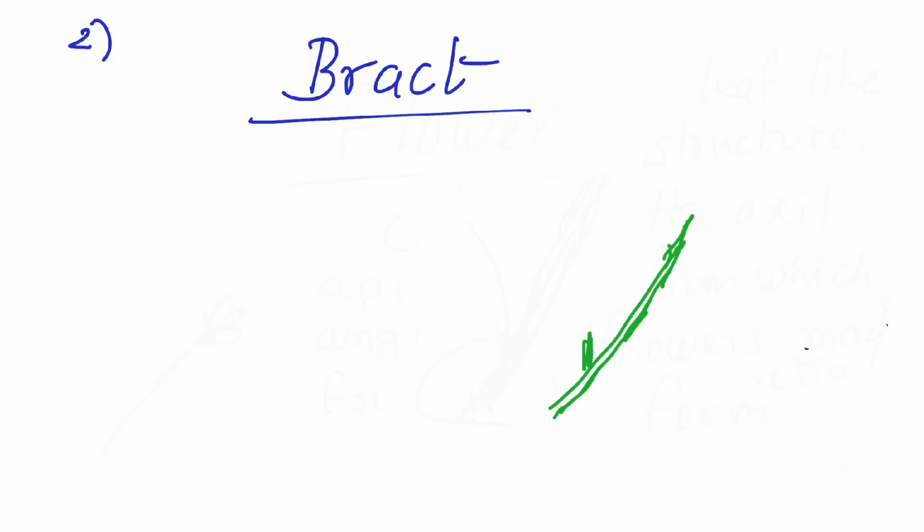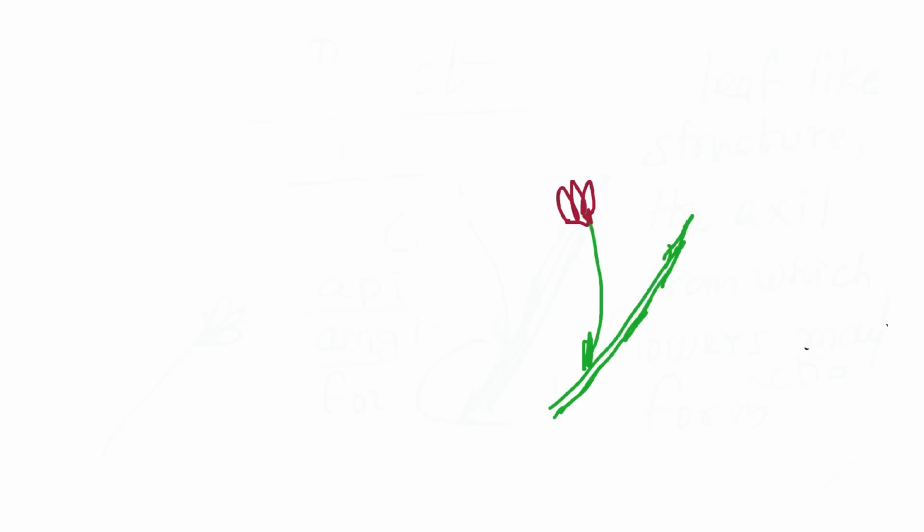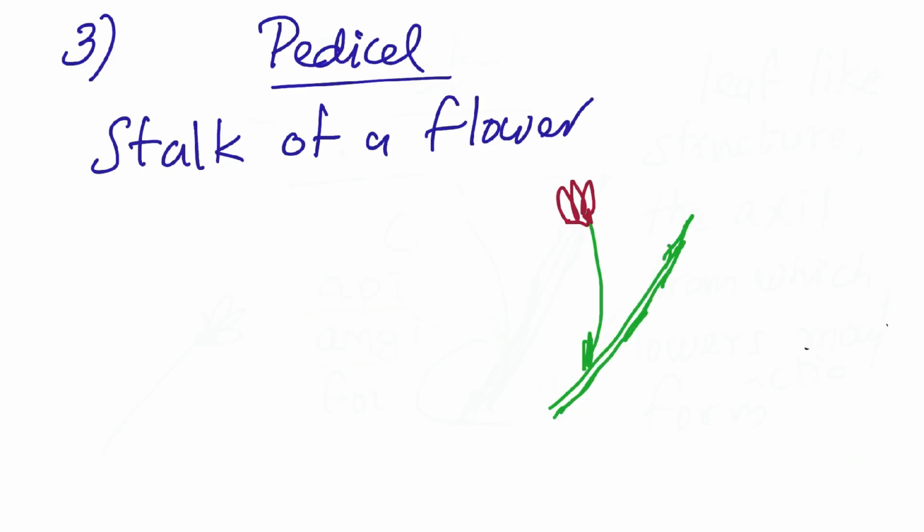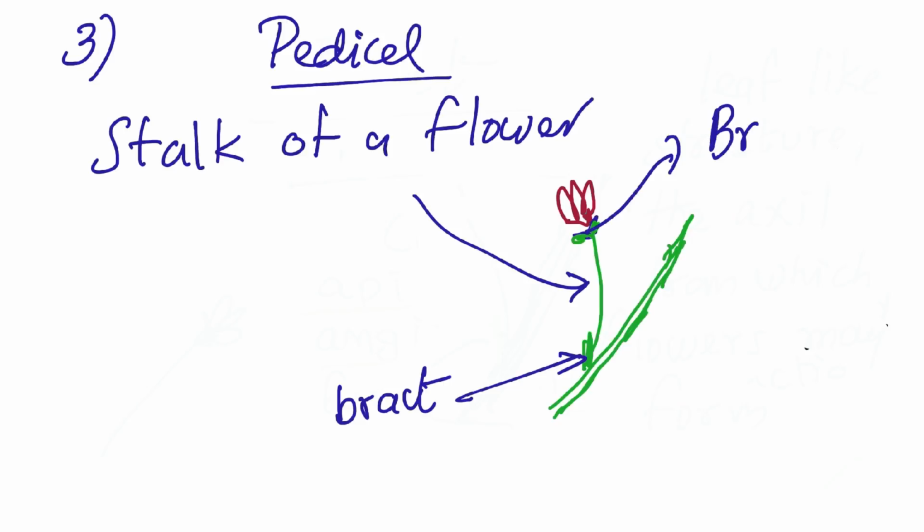That is the pedicel. So you have a flower, and what is a pedicel? The pedicel is the stalk of a flower. It basically means it's the part of the flower which connects the flower to the plant body. So that's what is called a pedicel. The important thing is that it's the part of the plant body which connects the flower to the stem of the plant.